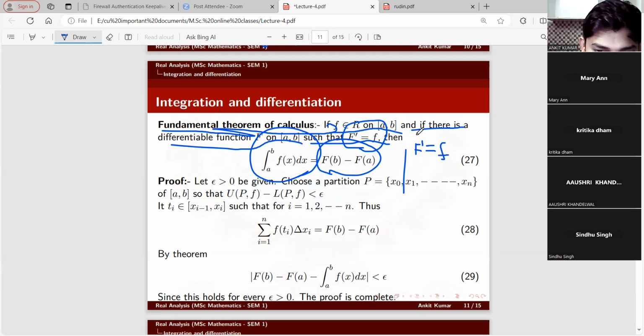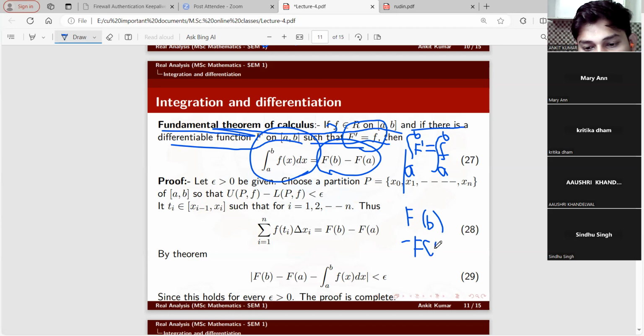So if we apply the integration of that part from a to b, then what is the value? This value becomes F(b) minus F(a).